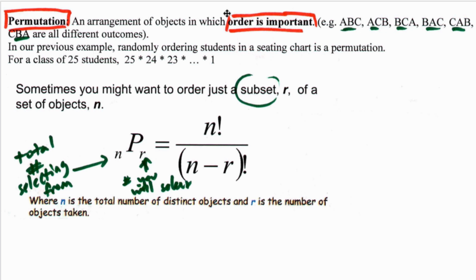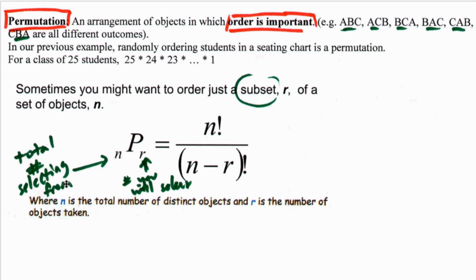So permutation, right? You're counting the number of possibilities. Here, this formula looks kind of confusing, but we'll see how it really is just what we've been doing with the multiplication counting principle. In fact, with permutations, you can just use the multiplication counting principle if you want. So the formula is this, nPr.